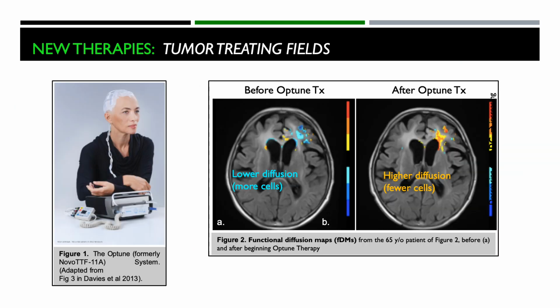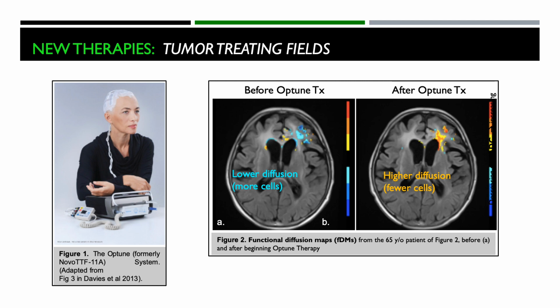So we can use this information to actually map the distribution of cells on our images as shown here. And this is in a patient treated with tumor treating fields or Optune therapy. And we can see that before Optune treatment, there's some clear areas of lower diffusion, which means more tumor cells. And then after Optune treatment, there was higher diffusion, so more yellow, more red, which indicated fewer cells, and this patient was responding to treatment.